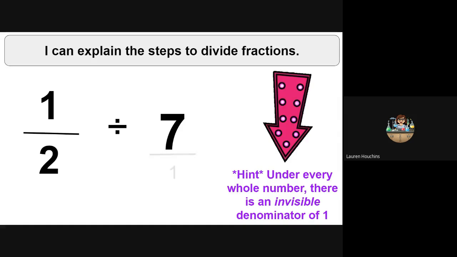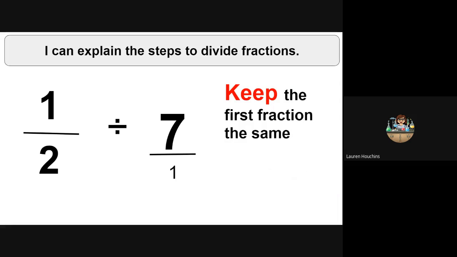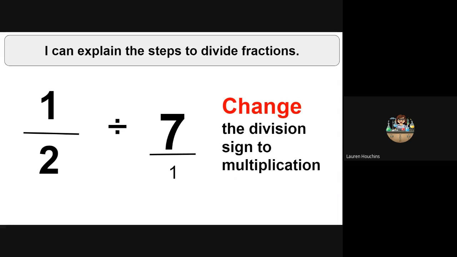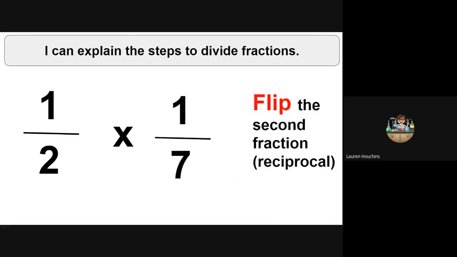So again, keep, change, flip. Remember, we have our invisible denominator of 1. Keep that first fraction the same. Change the division sign to multiplication. And then flip that second fraction. So now we have the problem that reads 1/2 times 1/7.